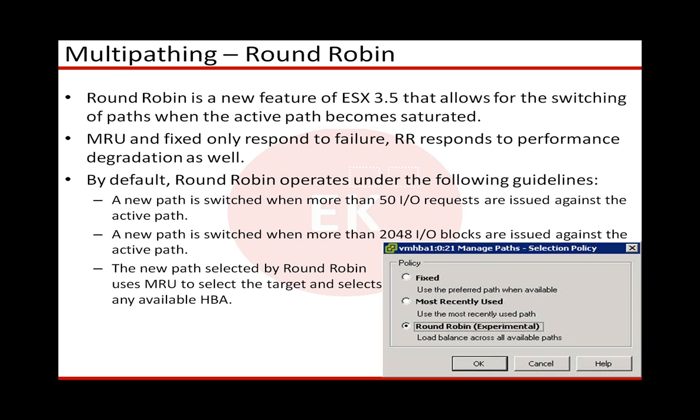A new path is switched to when more than 50 IO requests are issued against the active path. A new path is also switched to when more than 2048 IO blocks are issued against the active path. The new path selected by round robin uses MRU to select the target and selects any available HBA.